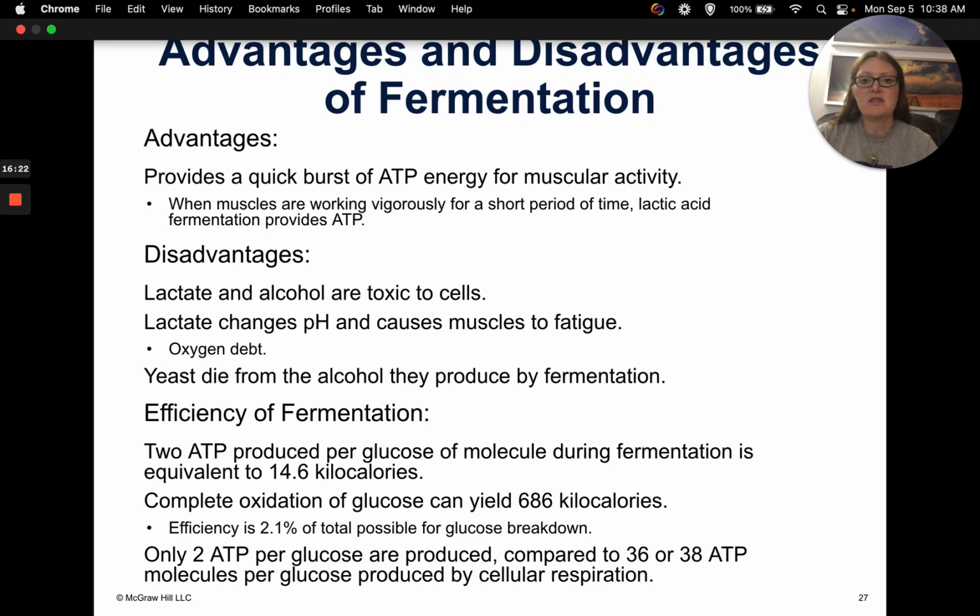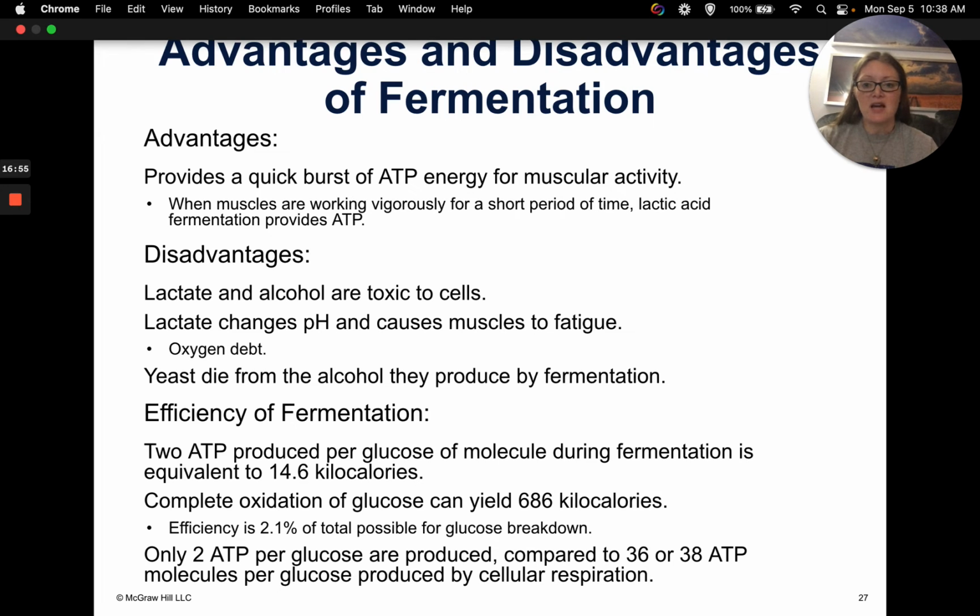So some advantages of fermentation: it provides a quick ATP burst, and in our case, if we are using our muscles a lot and can't keep up with the oxygen demands, we will switch over to lactic acid fermentation. Disadvantages: lactic acid and alcohol are toxic to the cells, and a buildup of these can be bad for your body. The lactic acid also changes the pH, and we talked about how enzymes operate better under certain conditions. If we're screwing up those conditions and making our body more acidic, that's detrimental to the enzymes in our body.